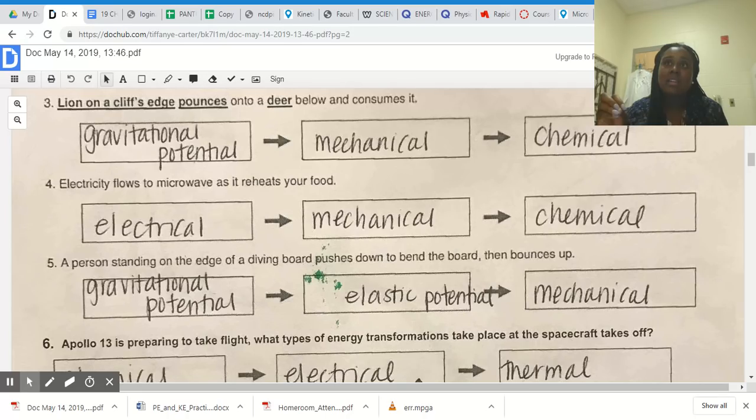So potential energy plus kinetic energy becomes mechanical energy. And then using that mechanical energy, it's going to pounce onto a deer and consume it. So as it's consuming, it's going to get chemical energy from the deer. Poor Bambi.